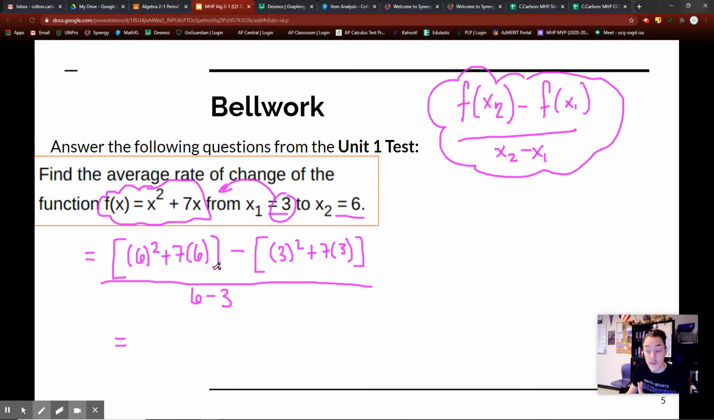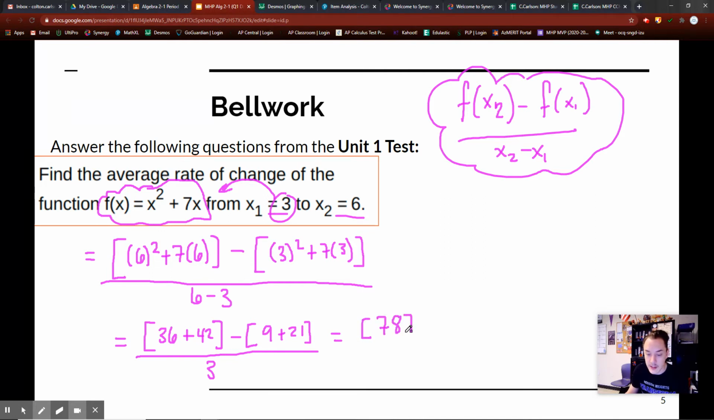So now let's start solving this. In my first brackets, 6 squared is 36. 7 times 6 is 42. And then my second brackets, that's going to be 9, and then plus 21. And then, of course, bottom here is 3. Equals 36 plus 42 is just 78. So I'm going to write down 78 right here. Minus 9 plus 21 is just 30. And then, of course, all over 3.